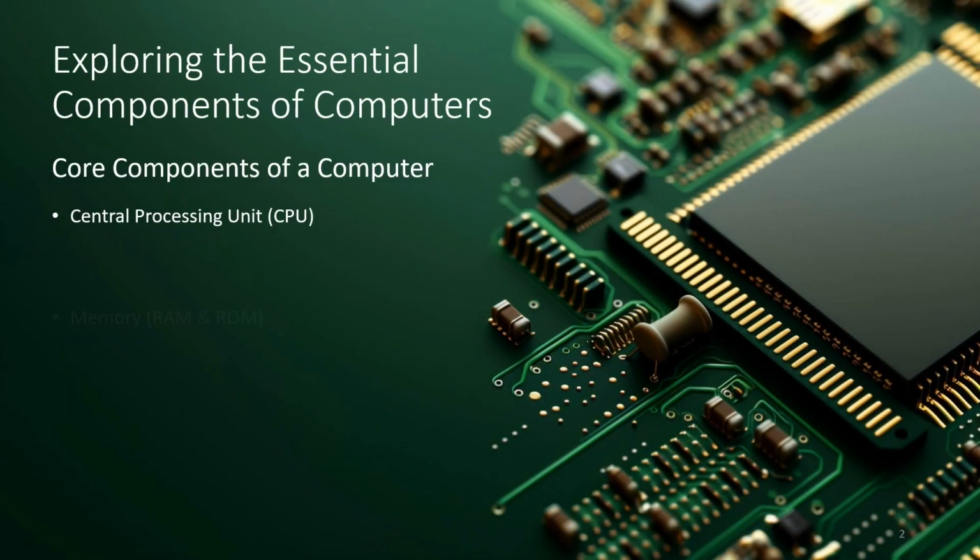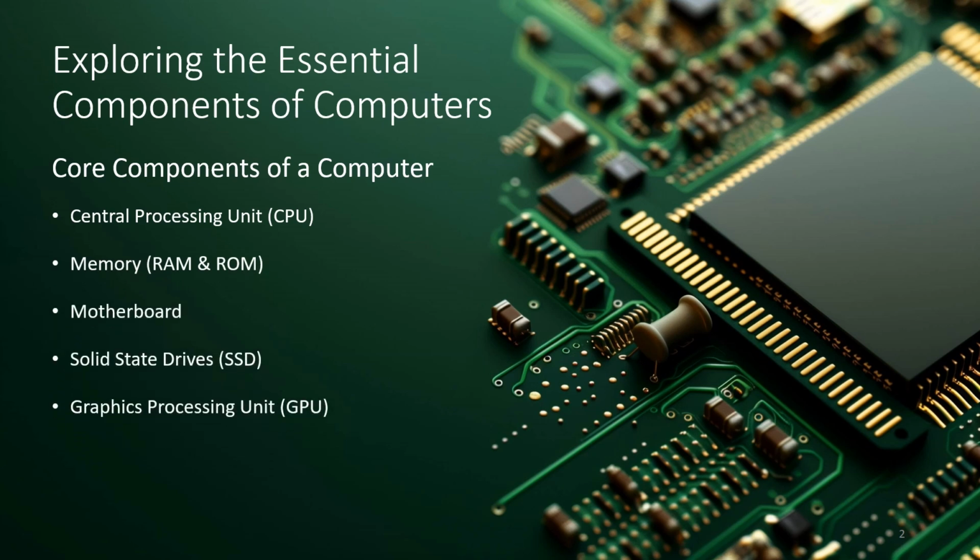On this slide, we will explore the essential components of computers. The first one is the Central Processing Unit, also known as the brain of the computer, responsible for processing instructions. Memory, or we can call it RAM, is a temporary storage device that holds data for quick access while programs are running.